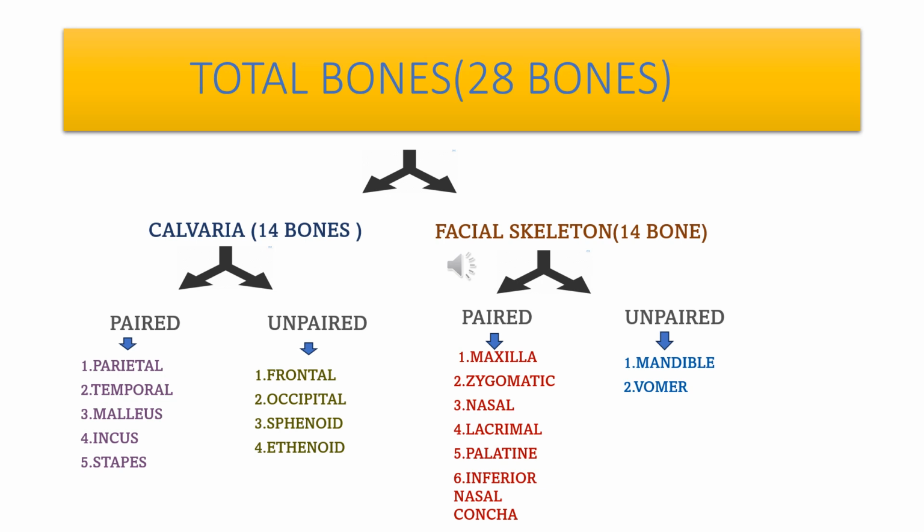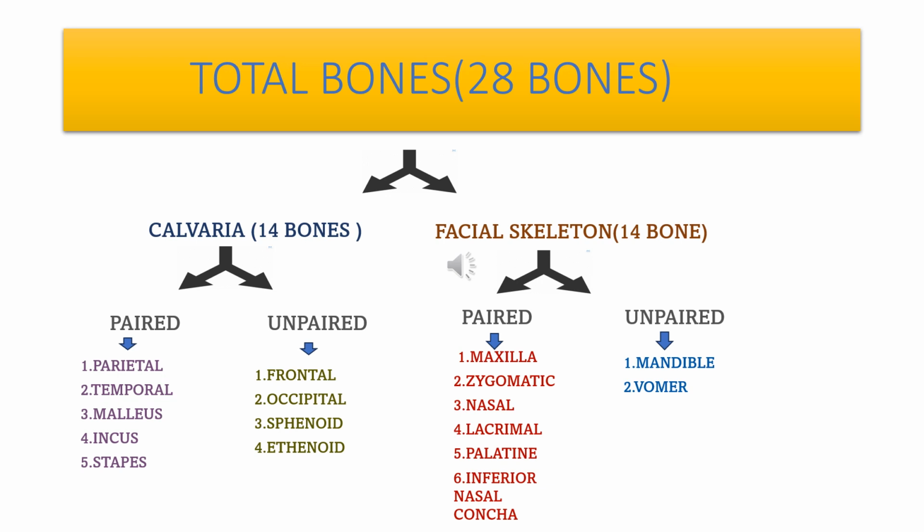And in both of these parts, we can further divide the bones into paired bones and unpaired bones. First of all, the paired bones in the brain box are the parietal bone, temporal bone, malleus, incus, and stapes. Malleus, incus, and stapes are ear bones that I will describe in the next video. And then next are the unpaired bones in the brain box. First is frontal, occipital, sphenoid, and ethmoid.